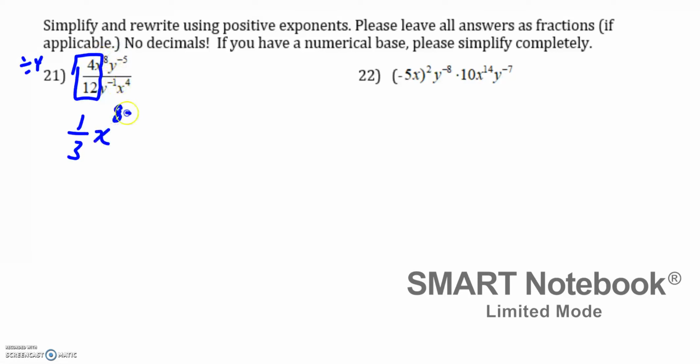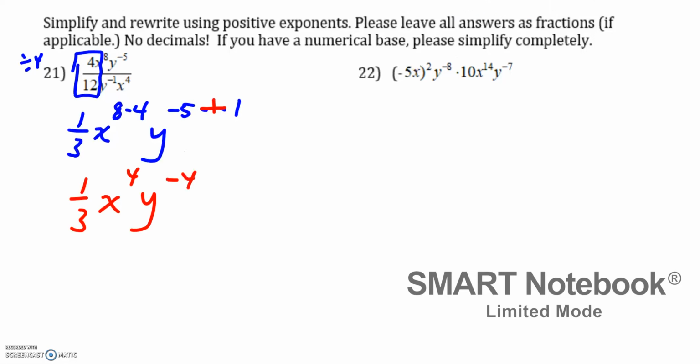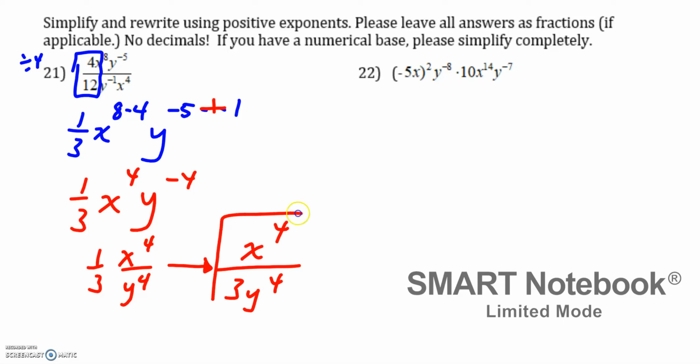So it would be x to the 8 minus 4, y to the negative 5 minus negative 1. Minus a negative becomes a plus, so I have 1/3 x to the 4th power, y to the negative 4th power. It asks me to please not have any negative exponents, so I'm going to keep my 1/3 in front. I'm going to keep my x to the 4th on the top, but my y to the 4th is going to flip to the bottom. I would say the best way to write your answer would be just having 1 times x to the 4th on top, or x to the 4th, then denominator 3 times y to the 4th. So that would be a great final answer for 21.